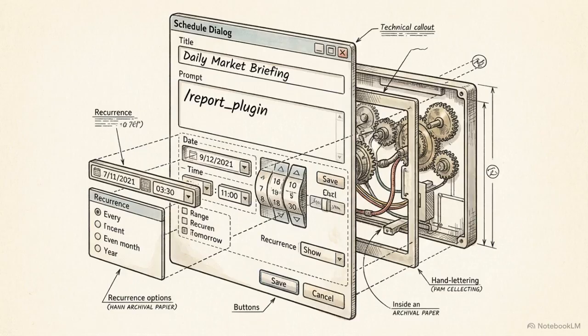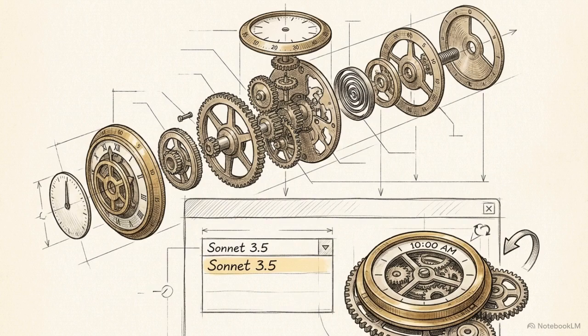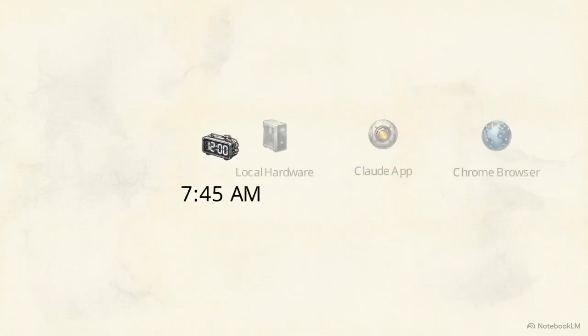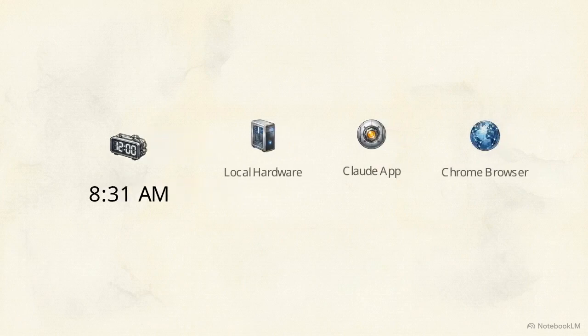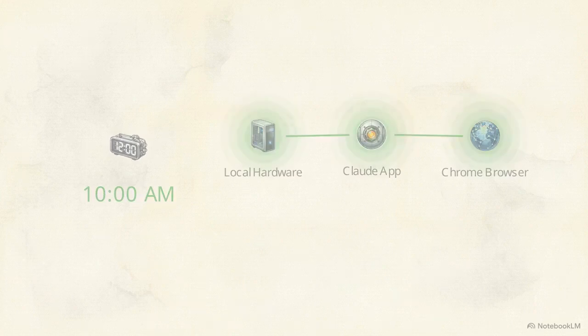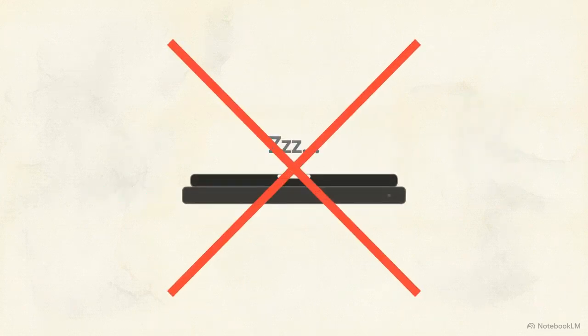Name the task Daily Market Briefing. In the prompt field, call your new plugin by typing a slash followed by its name. Under the Advanced Options, ensure the Sonnet 3.5 model is selected and set the frequency to run every morning at 10 a.m. There is a catch. Because this agent relies on your local folder and Chrome browser, your computer and the Claude desktop application must be powered on and active at 10 a.m. for the schedule to trigger.